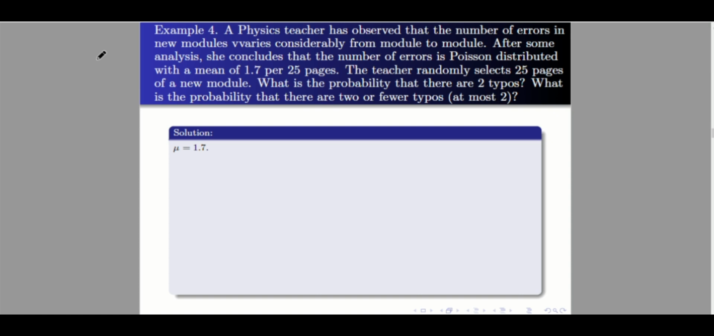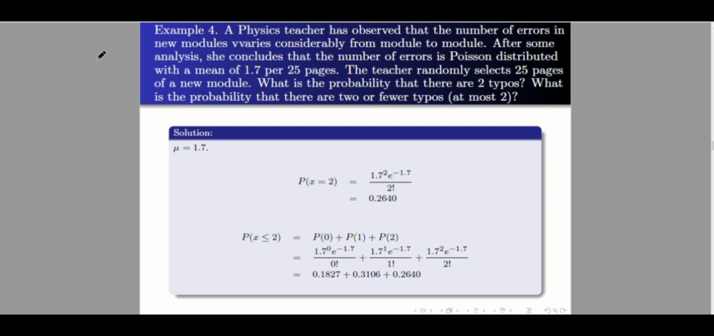So the mean is 1.7, which is given. Let's answer first the first one. Exactly 2. So using the formula, we'll have 0.2640. So at most 2, again, we'll have P0 plus P1 plus P2. Then substitute and use your calculator. We'll have this. So it's very high. Of course, we're just humans, no? Unless maybe a computer or an AI will encode, maybe the errors will be minimal.